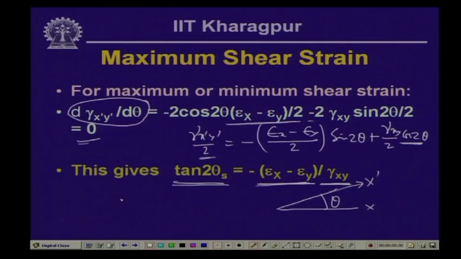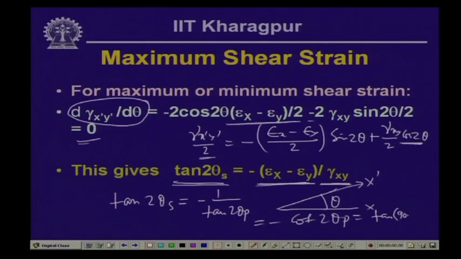So, we can in general write that tan 2 theta s is nothing but equal to minus 1 by tan 2 theta p, which is equal to minus cot of 2 theta p, and this we can write as tan of (90 plus 2 theta p). So, 2 theta s is equal to 90 plus 2 theta p. Hence, theta s is equal to 45 degrees plus theta p.